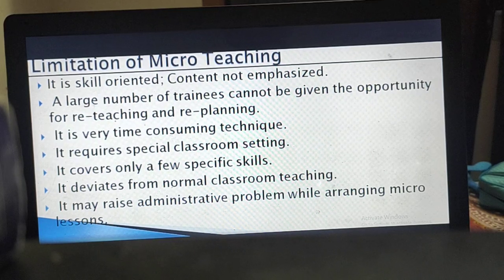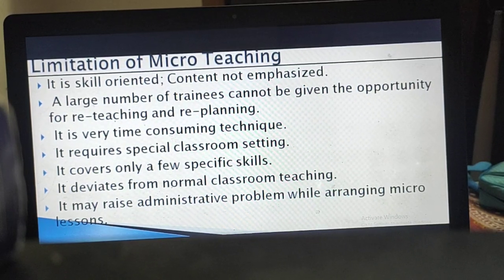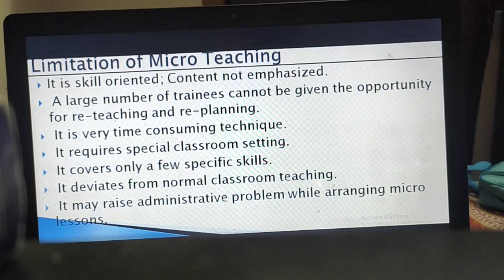That is a very important thing. A large number of trainees cannot be given the opportunity for reteaching and replanning. When the class size is bigger than normal, it is quite impossible to practice the micro-teaching skill, and also impossible for reteaching and replanning.